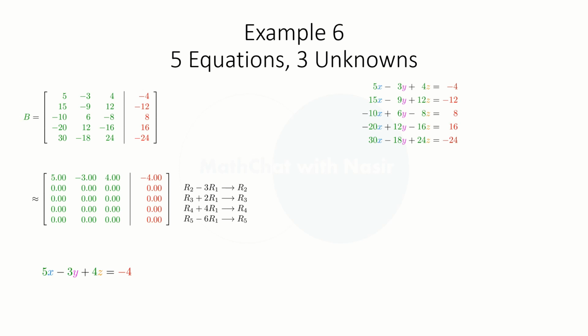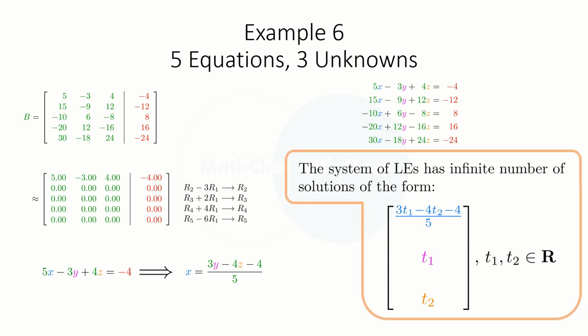X is the pivot variable and y and z are the free variables. We will express x in terms of the free variables y and z. X is equal to 3y minus 4z minus 4 divided by 5. And here is the complete solution. We have replaced y and z with the parameters t1 and t2.